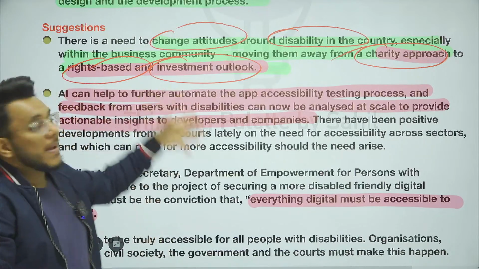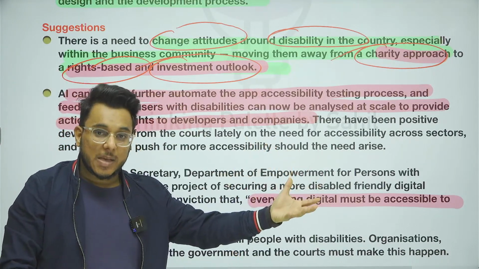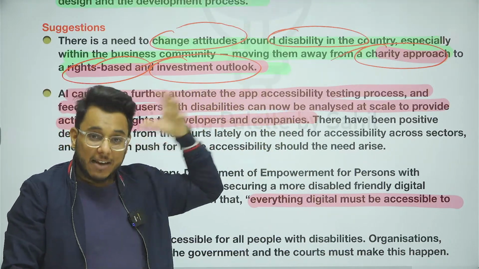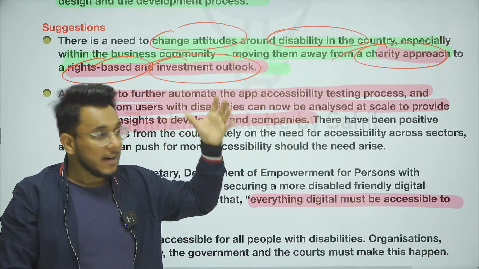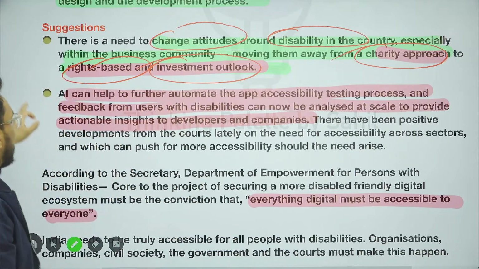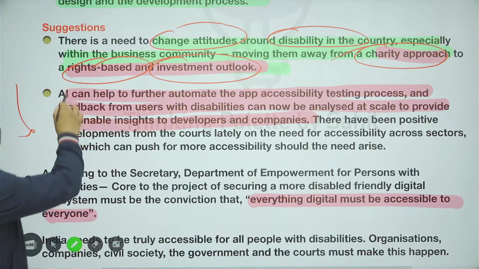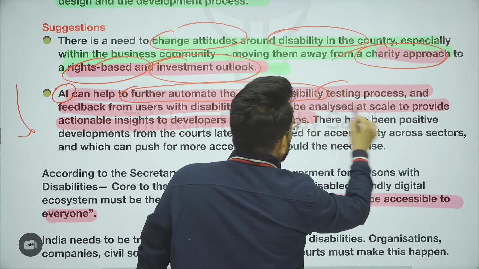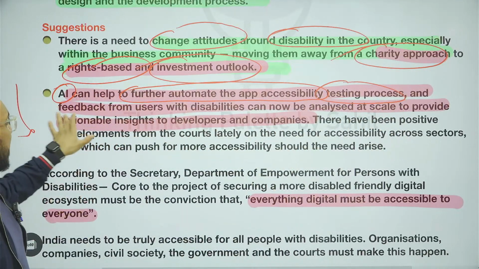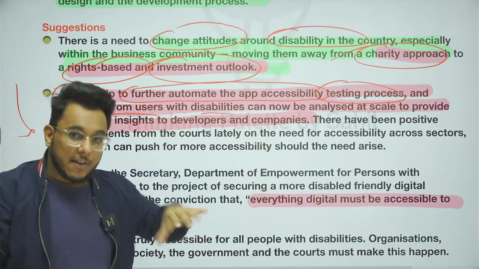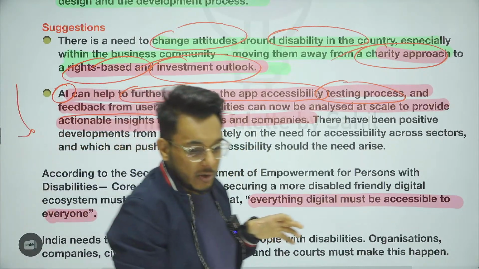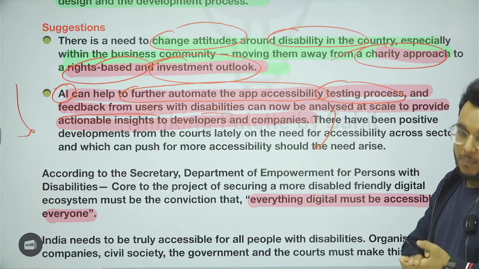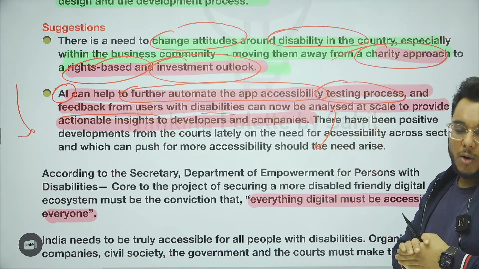Okay, moreover, it should be an investment outlook. Even the disabled people are a very big part of our population in terms of absolute numbers. So if you make your platforms digitally disabled-friendly, it is going to help on that front as well. Now, here we see that today artificial intelligence can help to further automate application accessibility. By the artificial intelligence, we can take the feedback from users who have disabilities. We can analyze that feedback, and on the basis of that feedback, we can understand what changes are to be brought. Okay, so we should immediately work on these kinds of things.